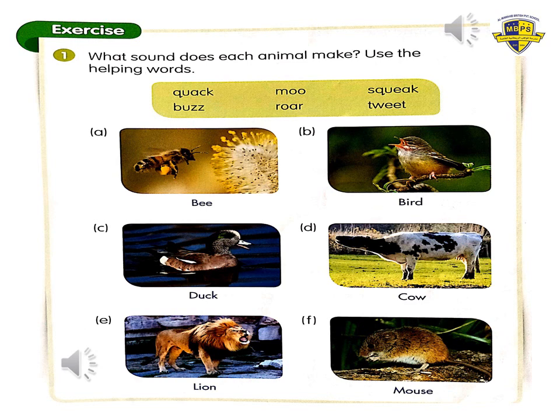Quack, moo, squeak, buzz, roar, tweet. Now let's see who will do this exercise really correct and nice, and let's see who can read the names of these animals. Let's try again. A is bee, bird, duck, cow, lion, mouse.